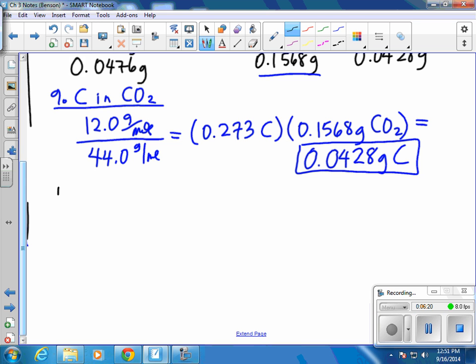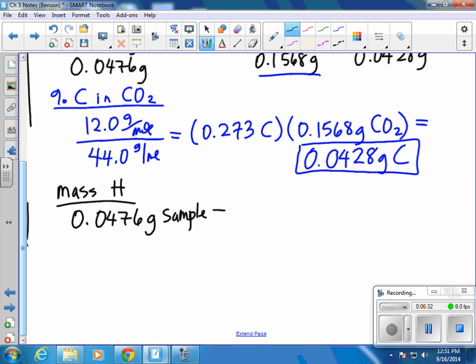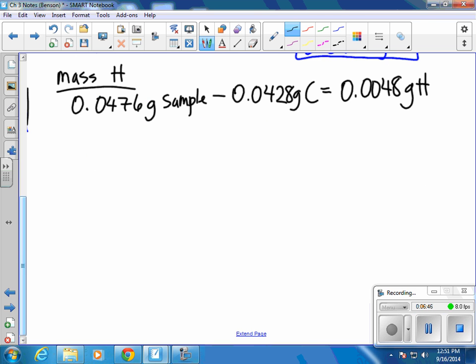So if I'm going to find my mass of hydrogen, I'm just going to take the sample that was given to us. We know that it's just carbon and hydrogen, so I can subtract out my carbon. And I'm going to get 0.0048 grams of hydrogen. Now I'm just ready to do my empirical formula.